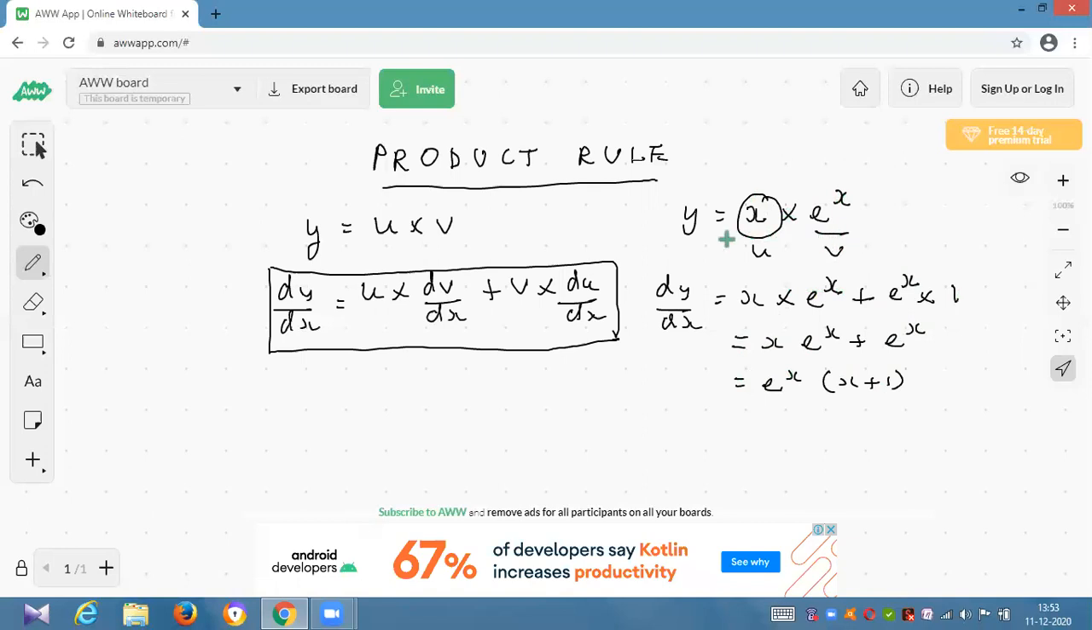Now product rule can be extended from two variables to three variables. In that case, all but one of the variables remain constant and one variable gets differentiated at a time. So this is how we use product rule in differentiation.